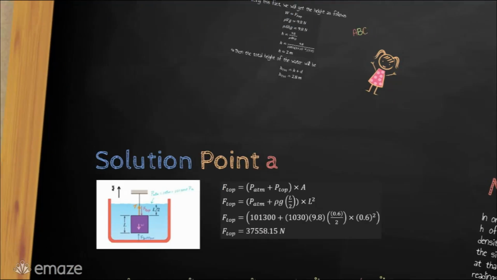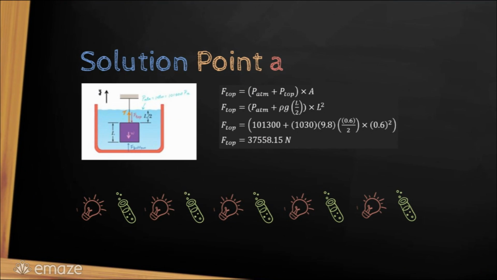To make things easier, it is better to draw the diagram of the force and pressure in this problem. First, we discuss point A. Here we are asked to find the force experienced on the top of the cube. To find it, we can use the equation force equals pressure times area. As you can see, the forces affecting the top of the cube are the atmospheric pressure and the water pressure on top of said cube. Therefore, the force can be found by adding the two pressures mentioned previously.